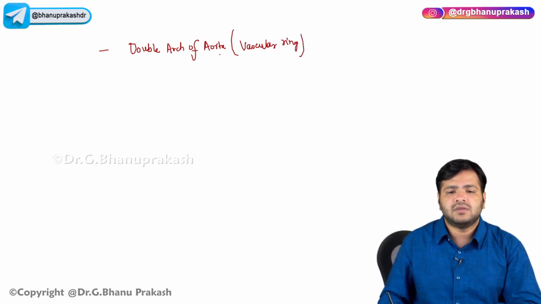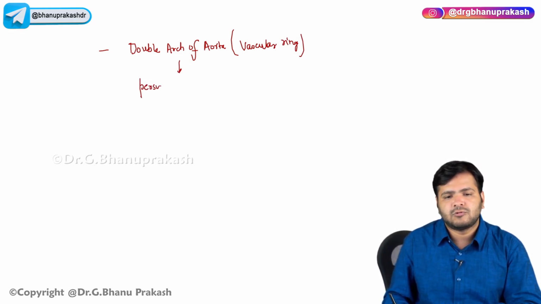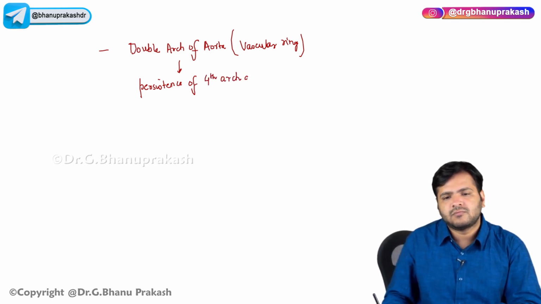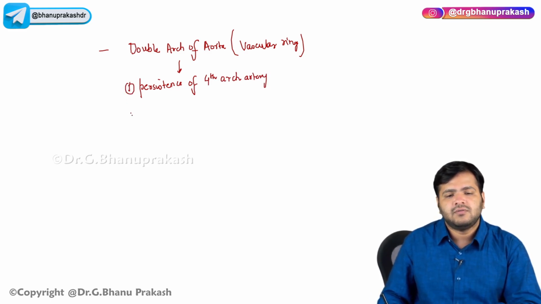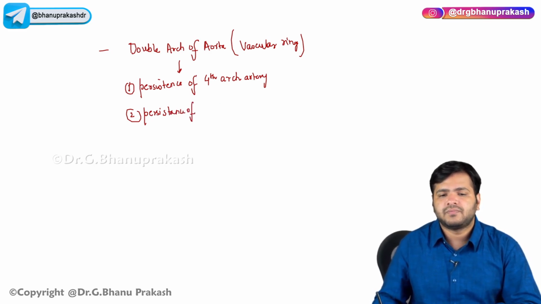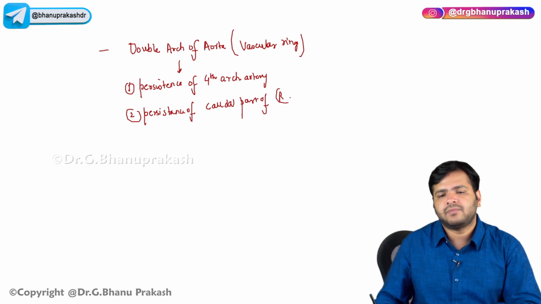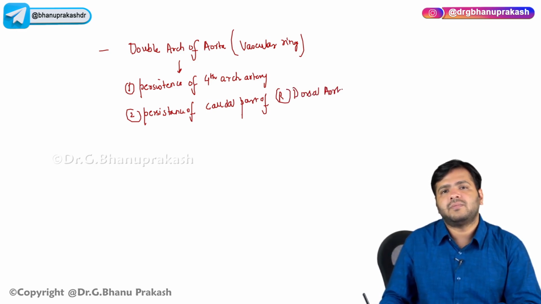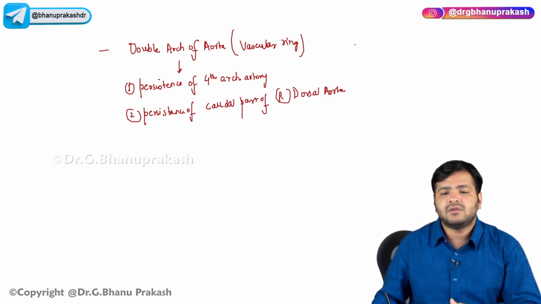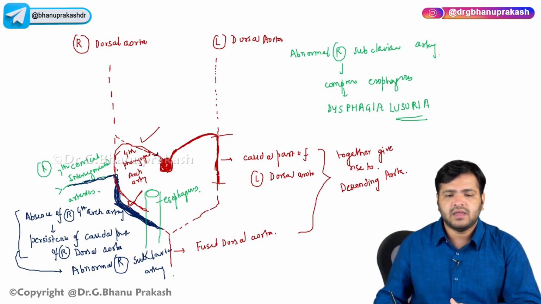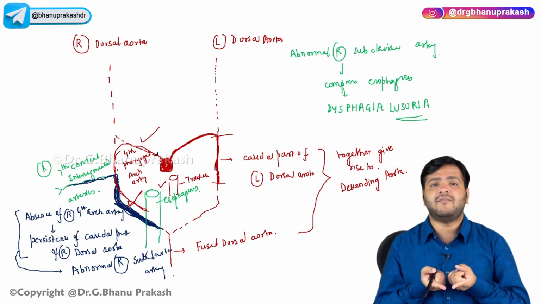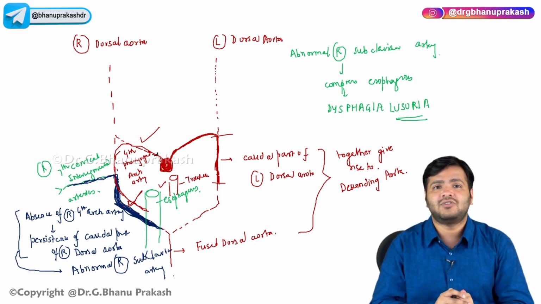So there is persistence of the fourth arch artery, plus persistence of the caudal part of the right dorsal aorta. Why is it called the vascular ring? Because it is forming a ring. In between we have the esophagus, and we also have a structure called the trachea. So it is forming a ring, a heart-shaped ring called the double arch of aorta.